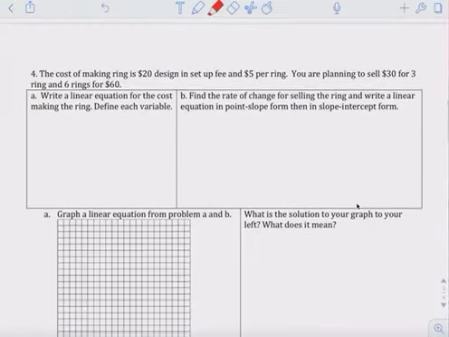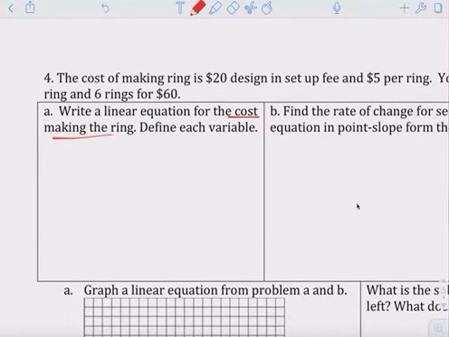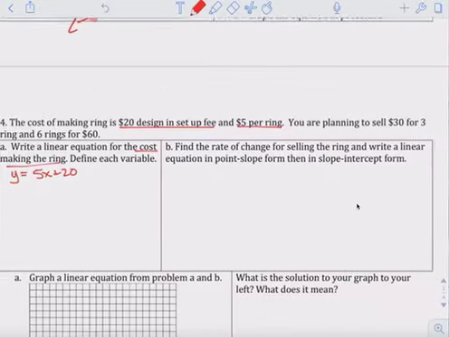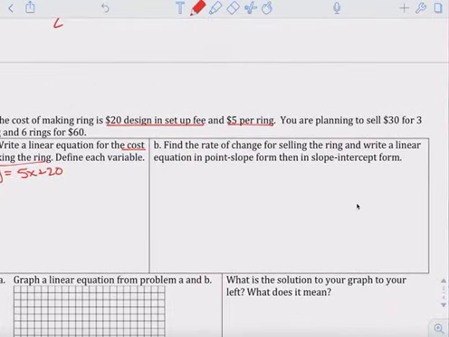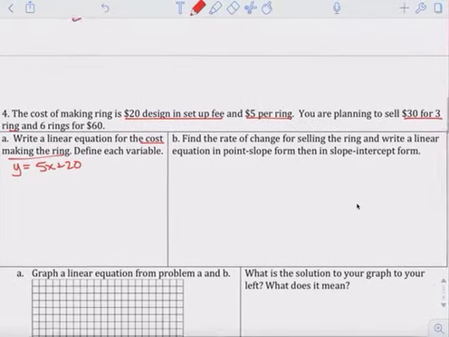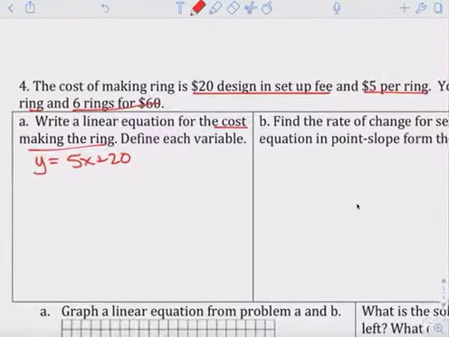Now this problem here, I'm gonna go over this because it is going to be on the test. Write the cost of making a ring. The cost of making a ring is y equals $20 design fee and $5 per ring, so y = 5x + 20. You are planning to sell 3 rings for $30 and 6 rings for $60.